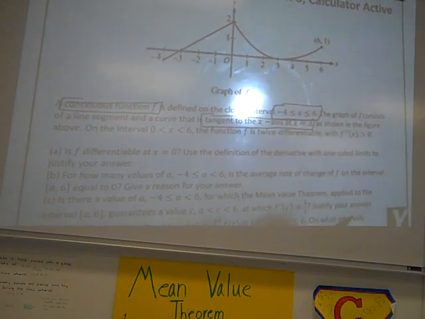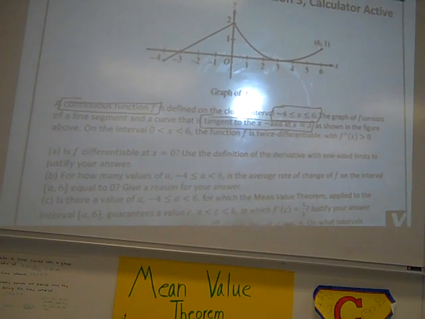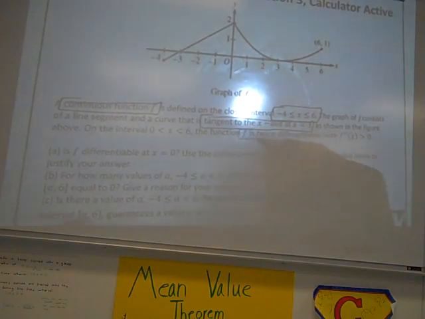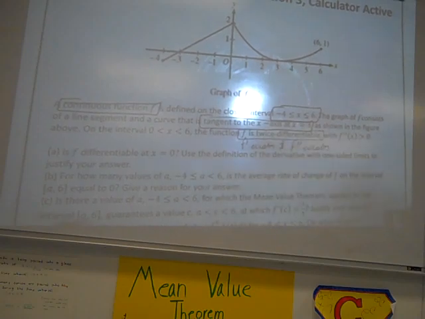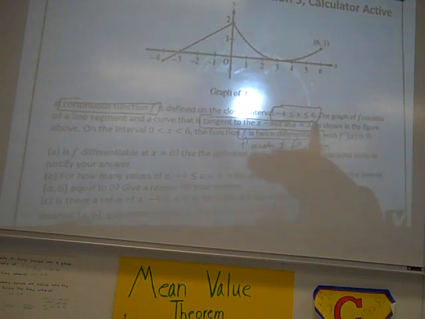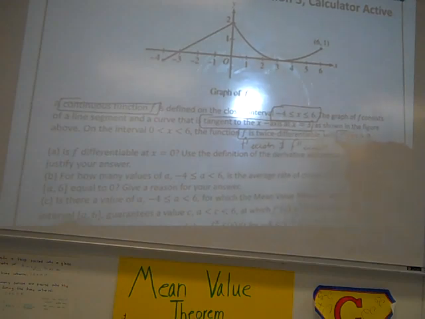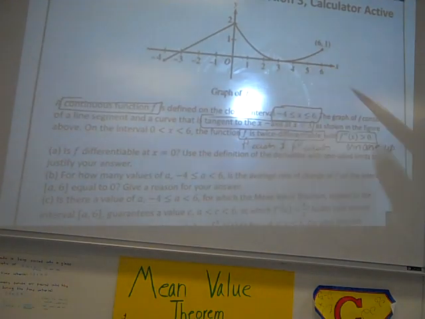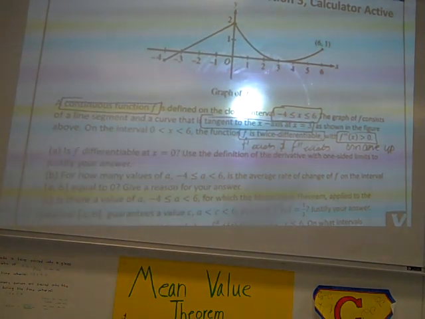As shown in the figure above, on the interval 0 to 6, the function is twice differentiable. Twice differentiable means f prime exists and f double prime exists. Both of those exist, f prime and f double prime. Furthermore, f double prime is greater than 0. That means that the graph is concave up. The graph of f is concave up. I can see that. So let's go through this one more time.